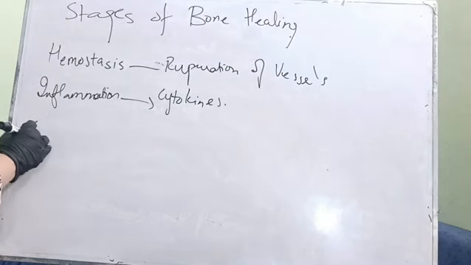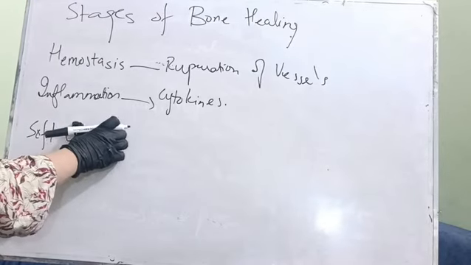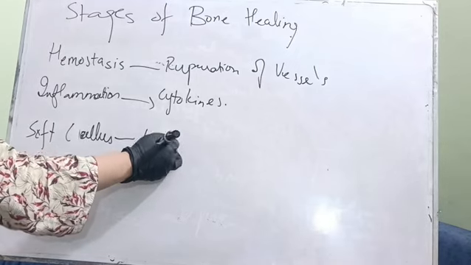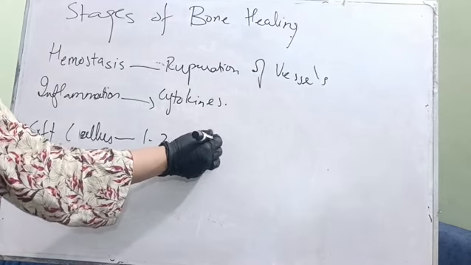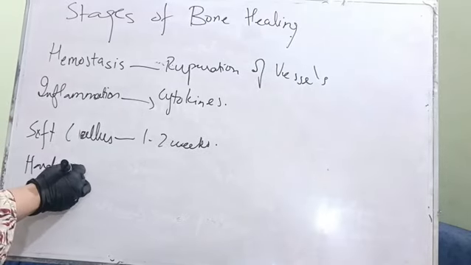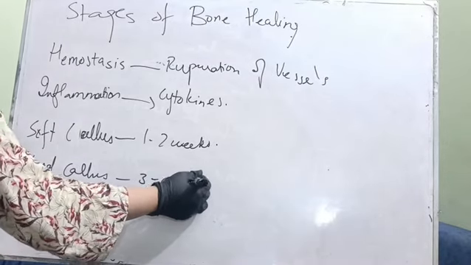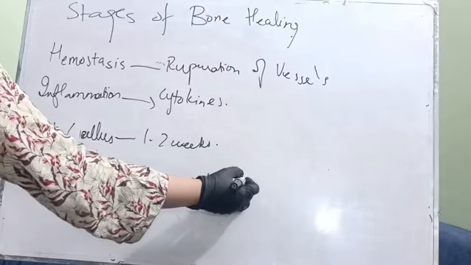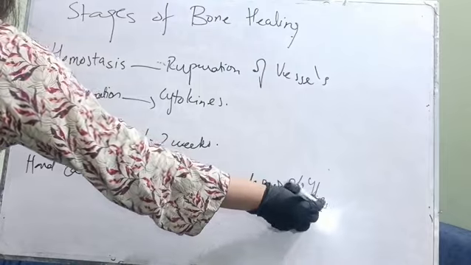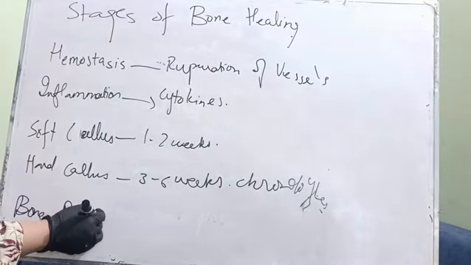And the next step is called soft callus, which starts at 1 to 2 weeks, in which cartilage formation takes place. Hard callus is 3 to 6 weeks, which includes the bony chondrocytes. And the last one is called bone remodeling, in which the bone takes its shape.